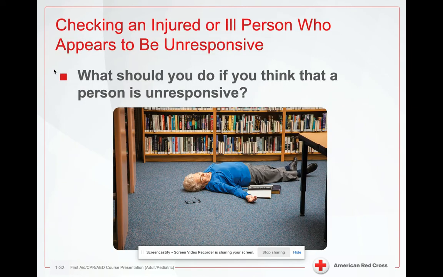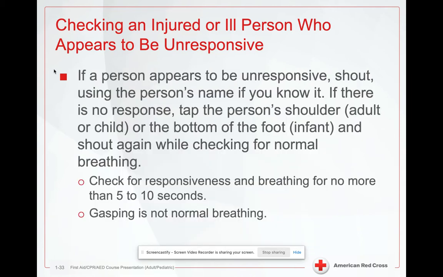So checking an injured or ill person who appears to be unresponsive now. What should you do if you think that a person is unresponsive? So if a person appears to be unresponsive, we want to shout using that person's name if you know it. If there's no response, we want to tap the person's shoulder if it's an adult or a child, or the bottom of the foot on an infant, and shout again while checking for normal breathing. We want to check responsiveness and breathing about 5 to 10 seconds, no more than 10 seconds. And again, gasping is not going to be considered normal breathing.